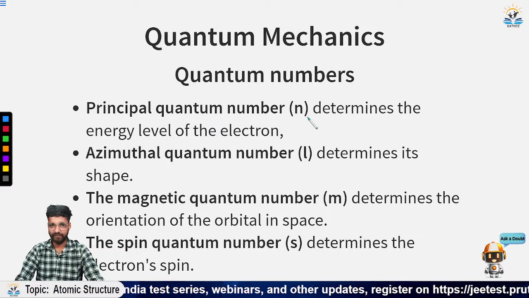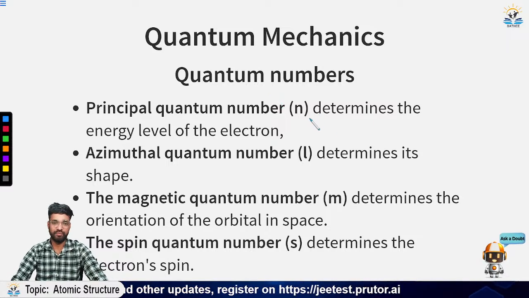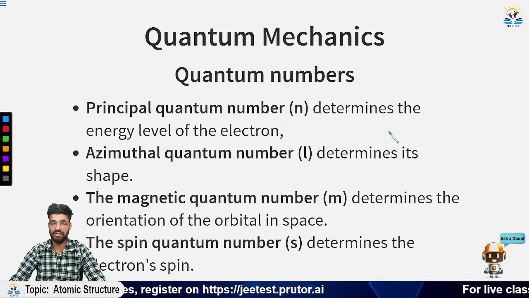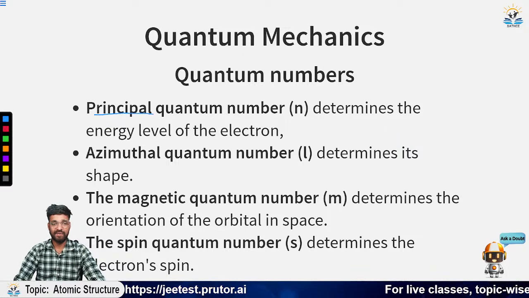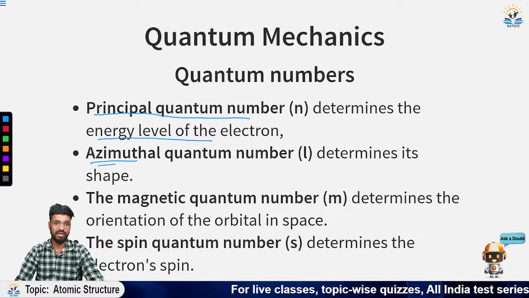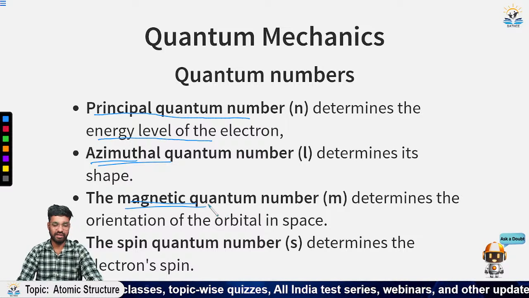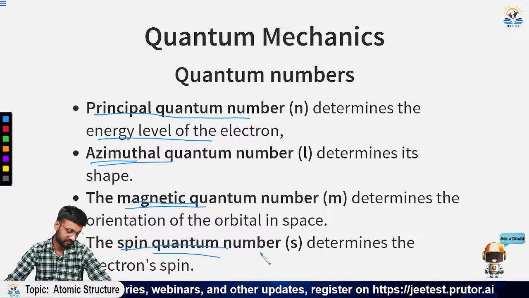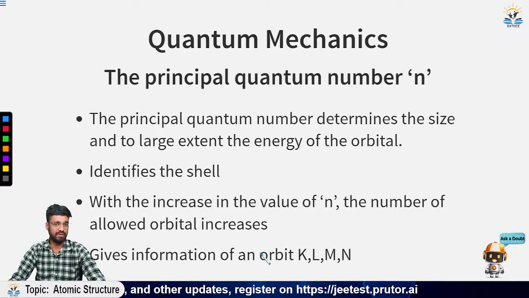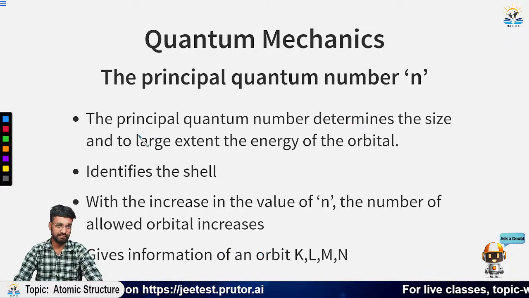Let me give a quick overview of this, then we will go into details in the later slides. The principal quantum number tells about the energy level of the electron. The azimuthal quantum number describes the shape. The magnetic quantum number describes the orientation, and the spin quantum number tells about the electron spin. Let us start by studying each of them individually.